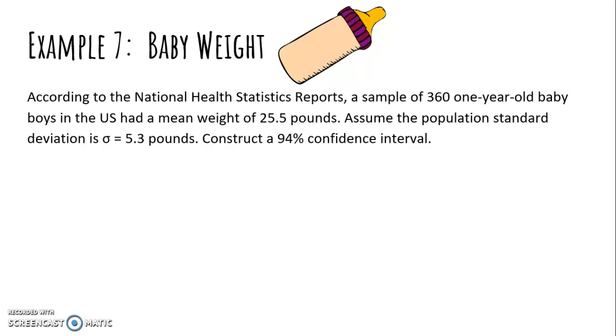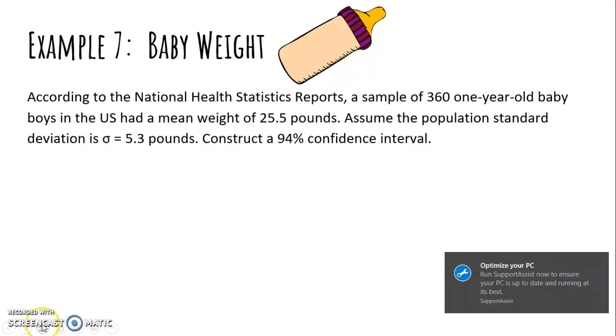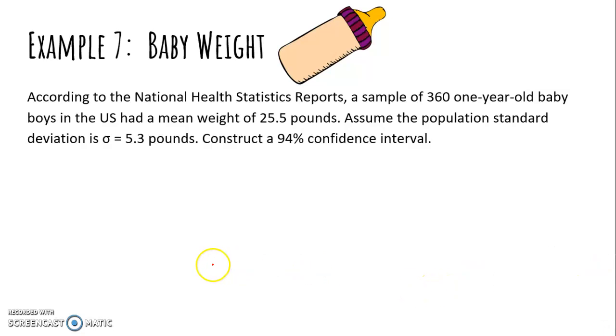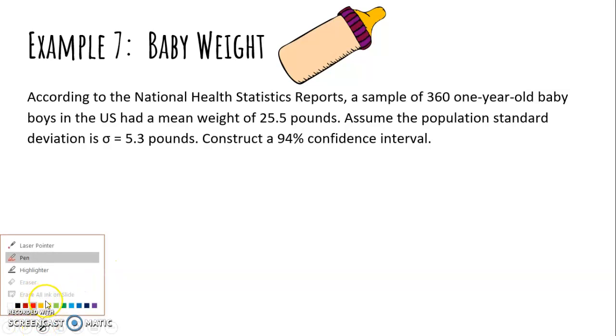So according to the National Health Statistics Report, a sample of 360 one-year-old baby boys in the U.S. had a mean weight of 25.5 pounds. Assume the population standard deviation is 5.3 pounds. Construct a 94% confidence interval.